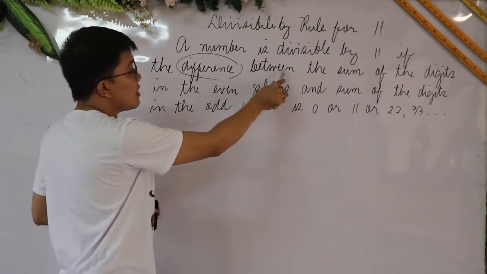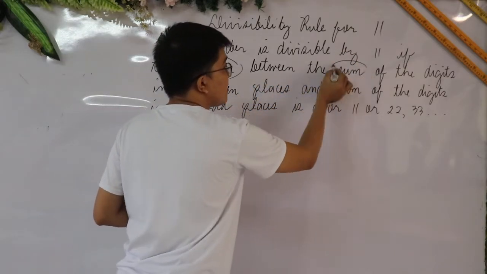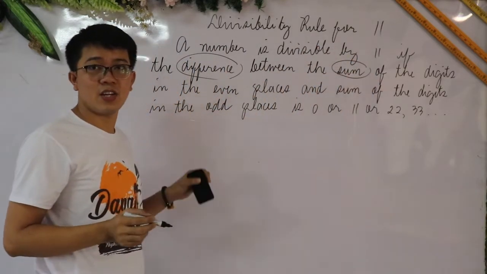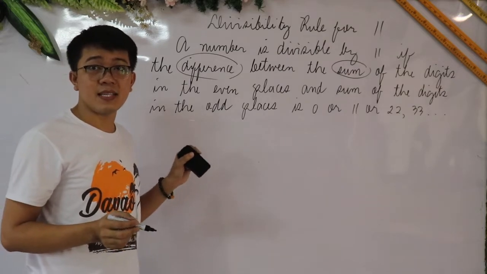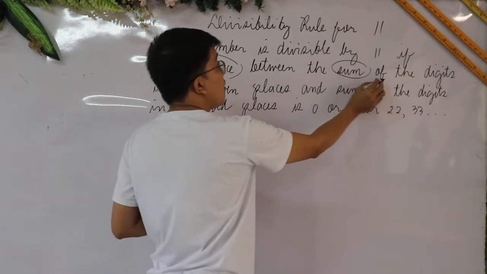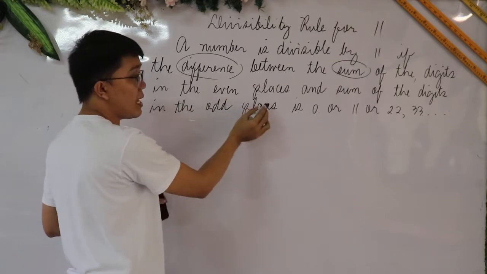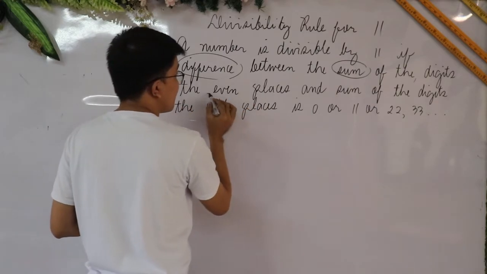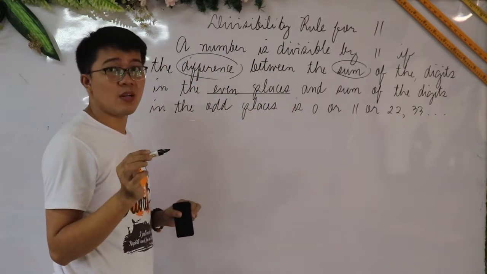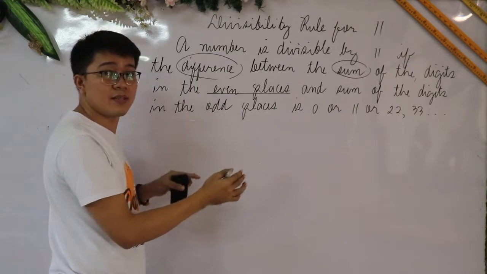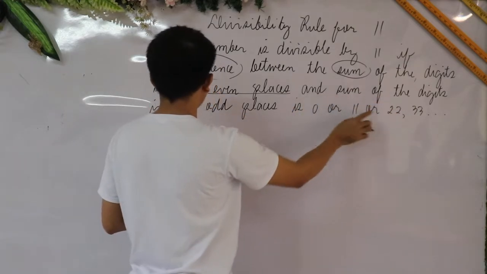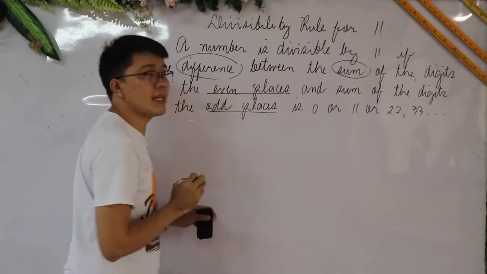The difference between the sum, take note of these terminologies here. Sum means answer of addition of the digits in the even places. I underline all the important words here. And sum of the digits in the odd places.